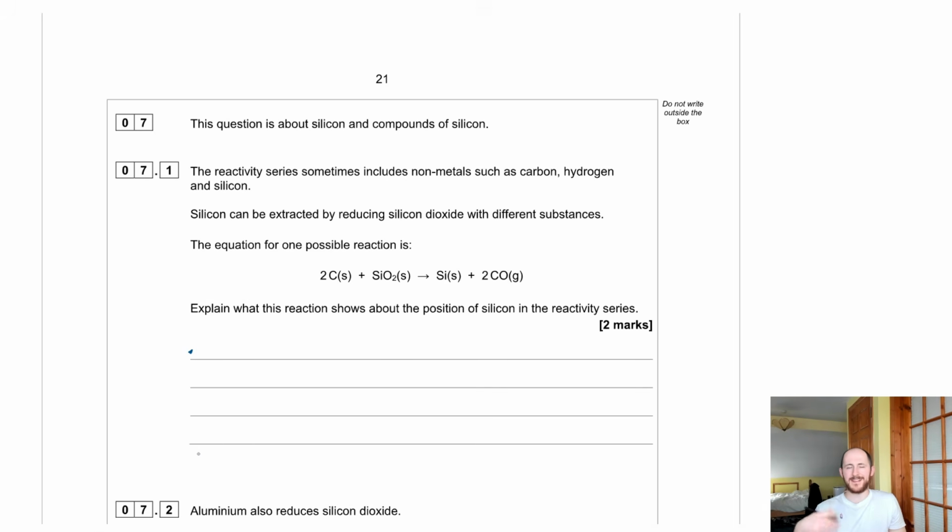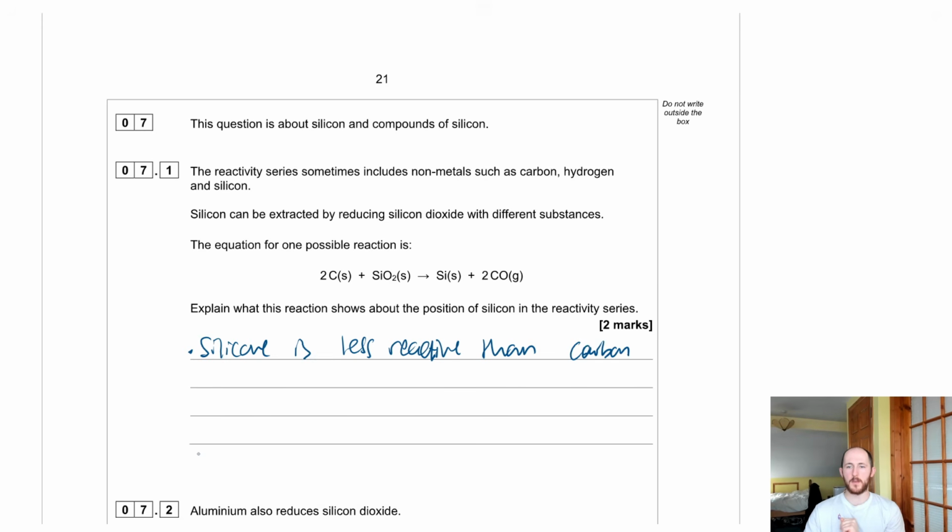Now, whenever you get these kind of equations, it only tells you one thing: if carbon is before silicon or silicon is before carbon. That's it. It doesn't tell you the overall reactivity series. You have to do a bunch of reactions to that. All this tells you is that silicon is less reactive than carbon. So that's what it tells you.